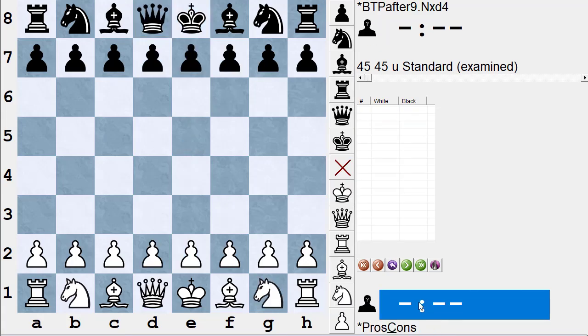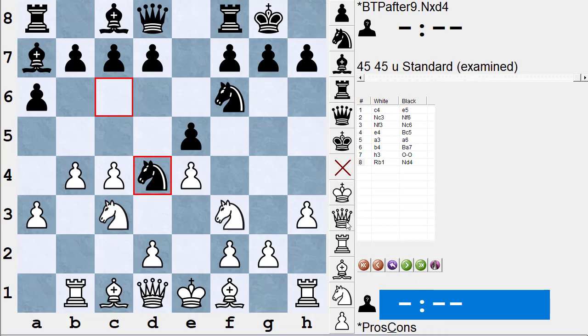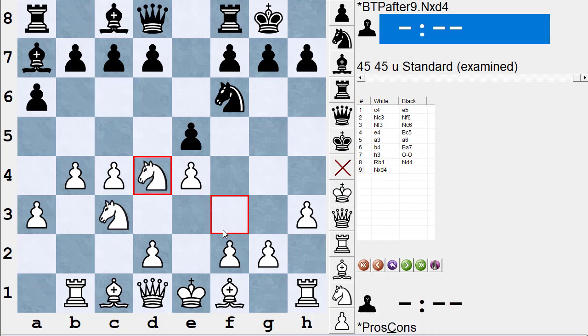If you missed the last video, you might not have seen this. All right, so here, white played knight takes d4. And now black has to figure out, does he want to take with the bishop or does he want to take with the pawn? The fun of pros and cons. As John Nunn said, chess is about making decisions. And here black has a decision to make.